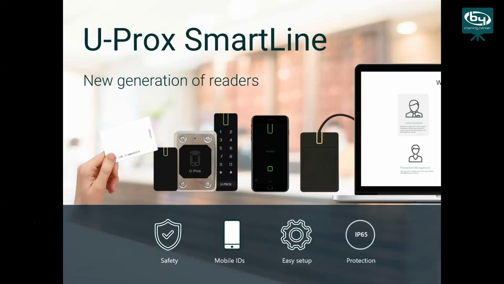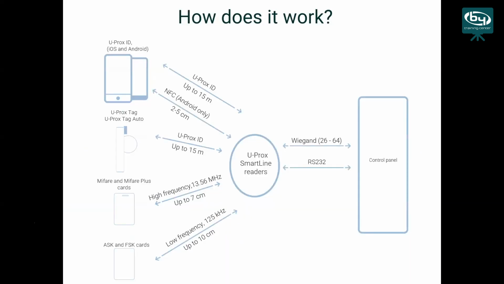Now we're going to check the U-Prox smart line generation of the readers. These ones are the readers. So now we're going to talk about the readers, and then we will check the controllers. All U-Prox smart line readers, as you can see in the middle, we have different technologies. We have U-Prox ID for iOS and Android, which operates in near field communication or Bluetooth. And in this case, we have a range of up to 15 meters.